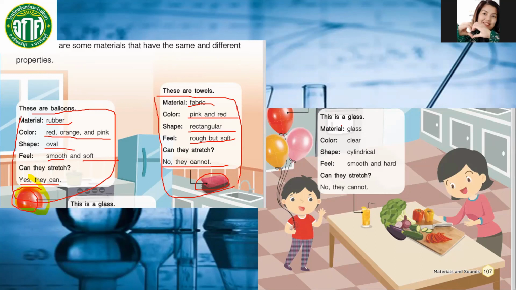Next, this is a glass. The material of this is glass also. The color is clear. The shape, cylindrical. Feel, smooth and hard. Can they stretch? No, they cannot. So these are the properties of a glass. Again, when we say properties, these are how they look, their colors, their materials, what they can do, and also their shape. All right.